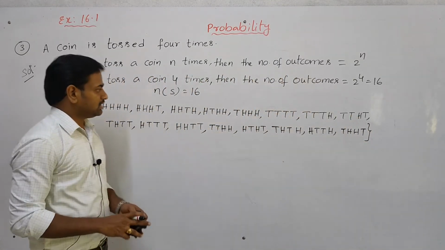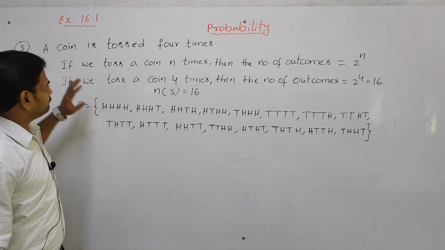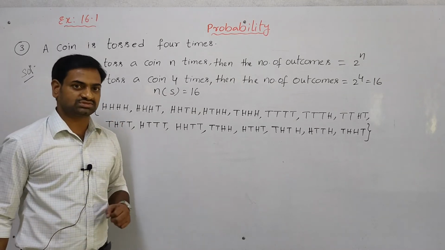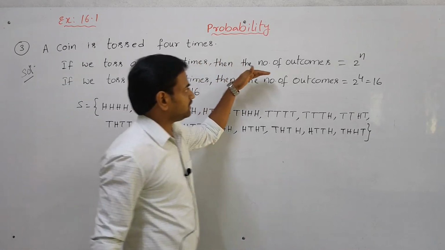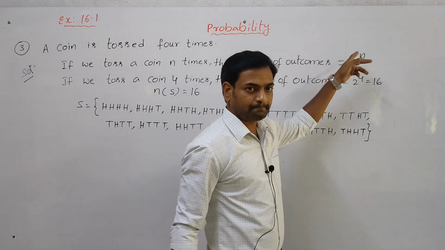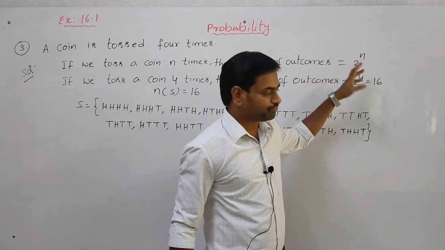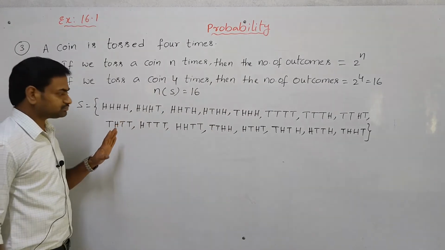These are the 16 outcomes when we toss a coin 4 times. So, if we toss a coin n times, it is 2 power n. If we toss a coin 4 times, it means 2 power 4, that is 16. So, these are the 16 outcomes.